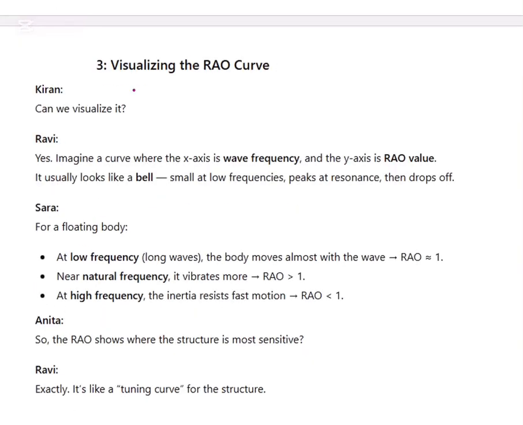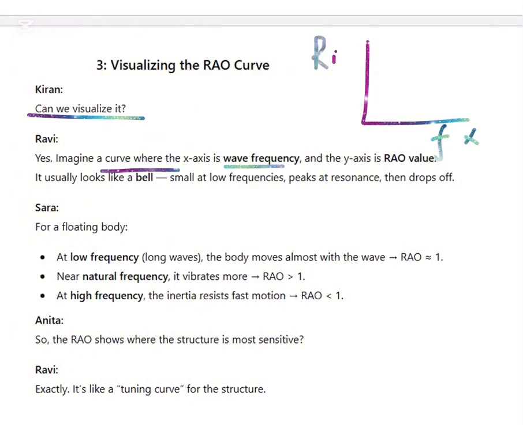So, visualizing the RAO curve. Can we visualize it? Yes. Imagine a curve where the x-axis is the wave frequency and the y-axis is the RAO value. This is the y-axis and this is the x-axis. It usually looks like a bell: small at low frequencies, peaking at resonance, and then dropping off.